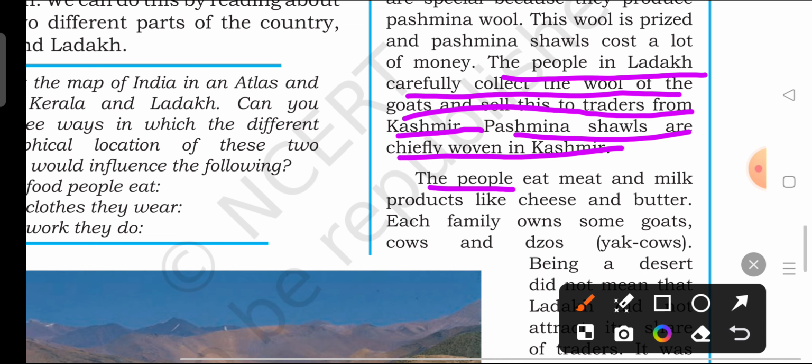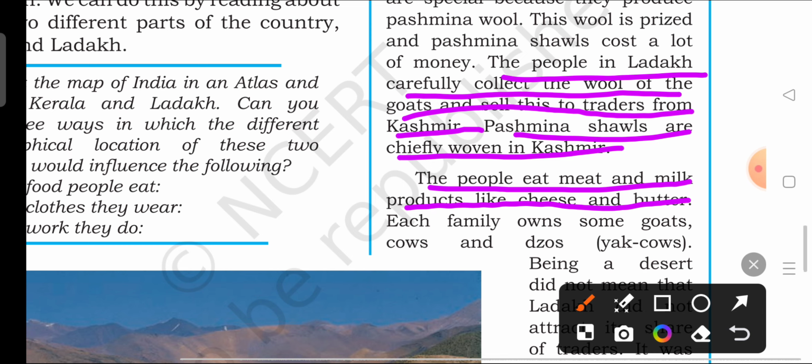The people eat meat and milk products like cheese and butter. See why people mostly eat meat and milk products here: because there is very little cultivation. Vegetables used to be imported from other states, but the price would also be a little high, isn't it, if it is not grown in their own state. So because of that, people here mostly eat meat and milk products like cheese and butter.